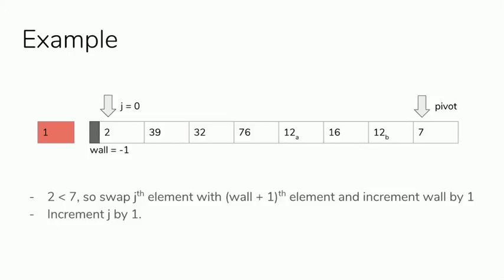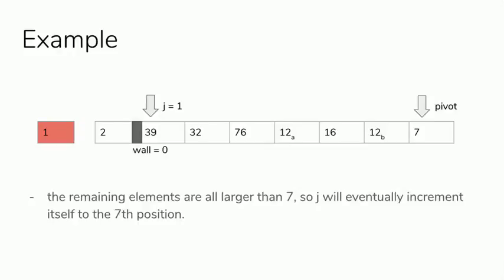With that, we'll move up the wall by 1 to the immediate right of where the pivot was after it was swapped. Now, the new pivot is 7, which is the last element of the array, and since 2 is less than 7, we shall swap the j element with the wall element and increment wall by 1. In this case, 2 is already the wall element, so no swap was made. Then we see that the remaining elements are larger than 7, so once again j will increment to the second last element in the array without any swaps being made.